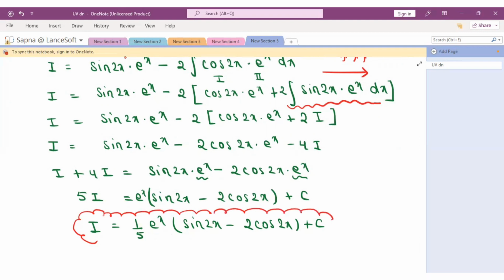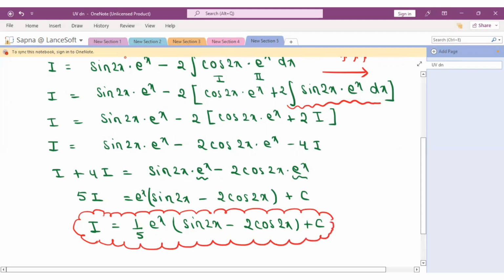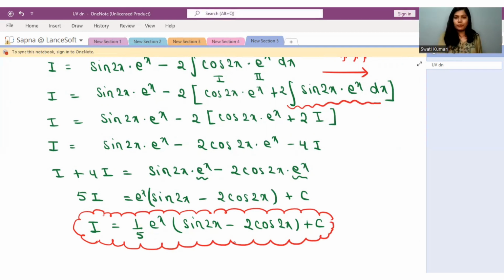And remember that these two questions have come so many times in the board exam, in 12th board exams. So if you do not know how to solve these two questions, please understand this.